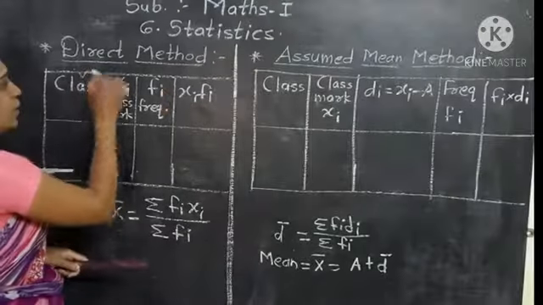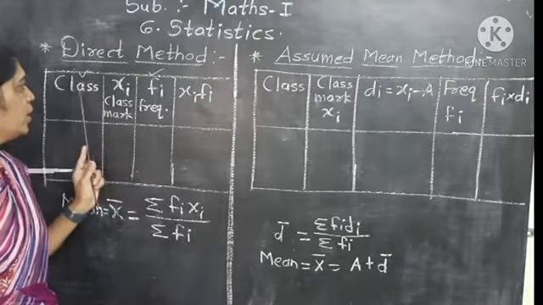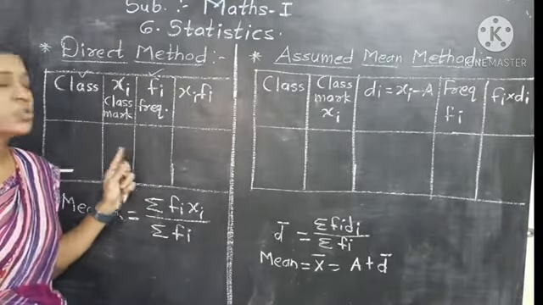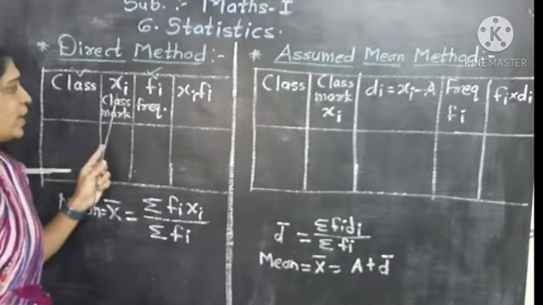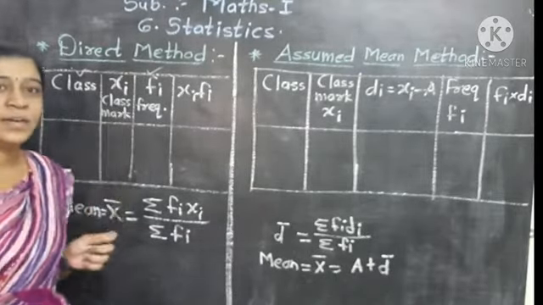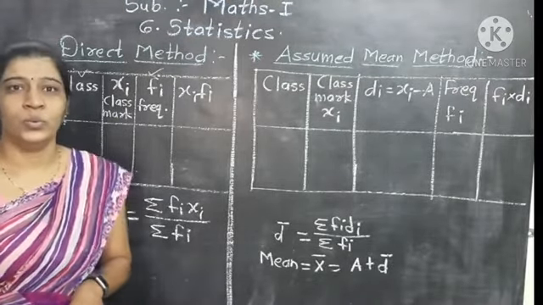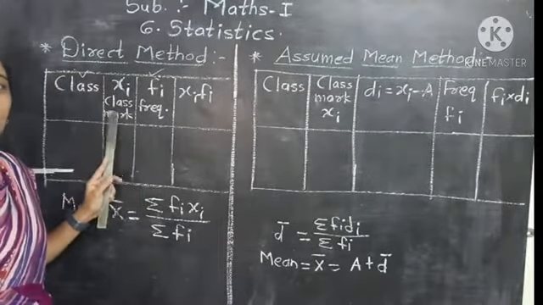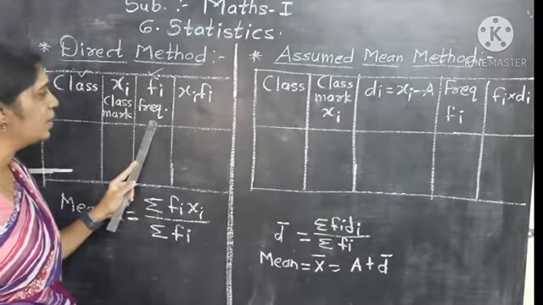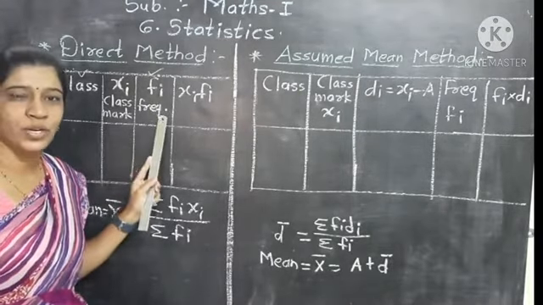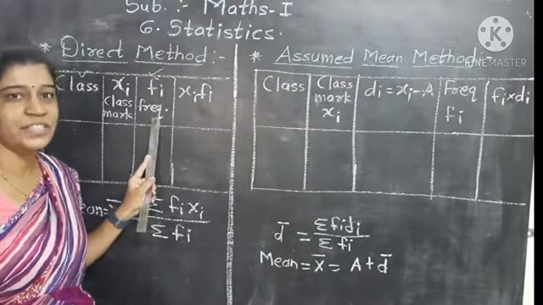These 2 columns are given in the example. In the example you are given class and frequency. So these 2 columns are very easy. Class is given, we have to find the class mark. How to find the class mark? Upper class limit plus lower class limit divided by 2. Class mark, we call it वर्ग मध्य in Marathi. Then frequency is given in the example. Frequency means here the number of students or number of people. The number is given, we call it frequency.